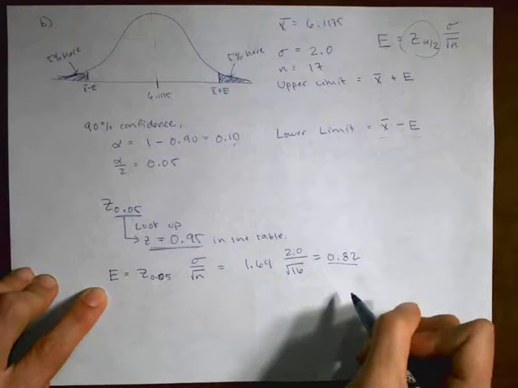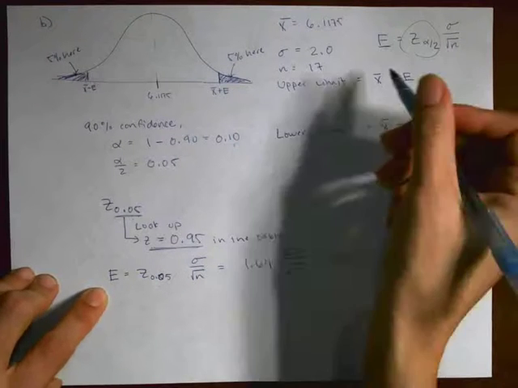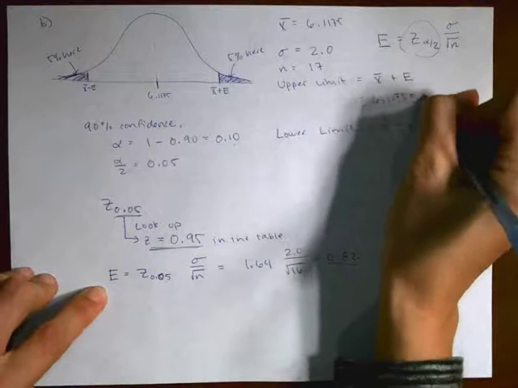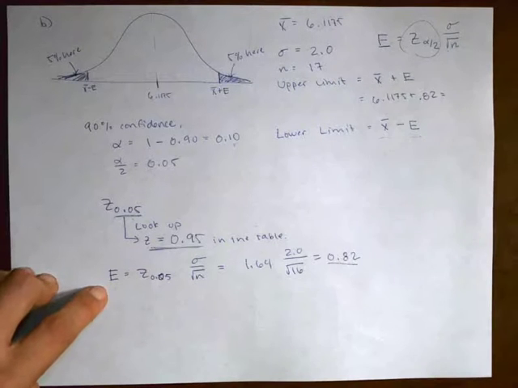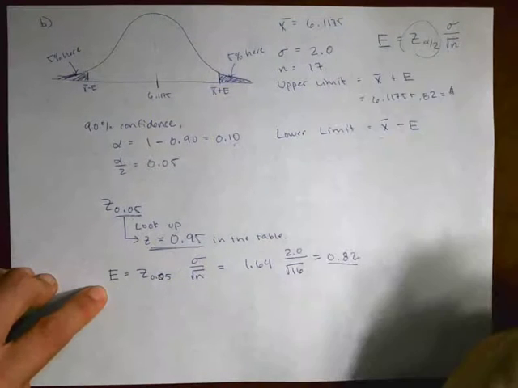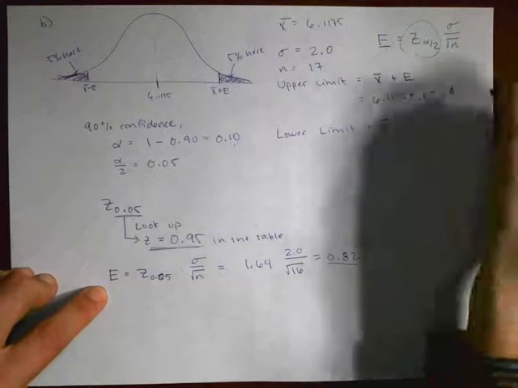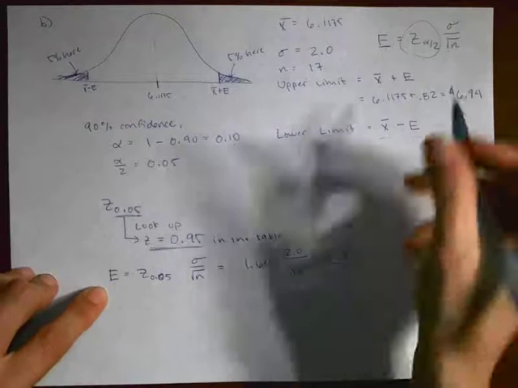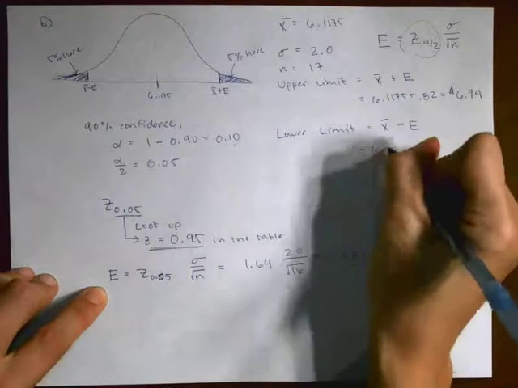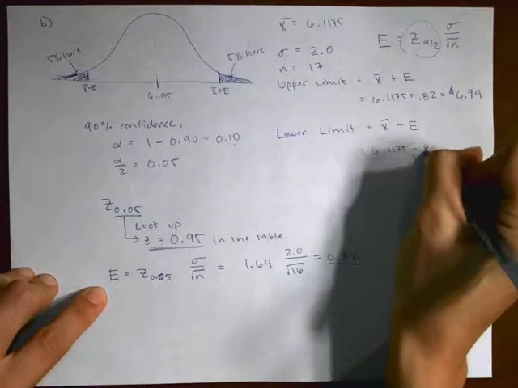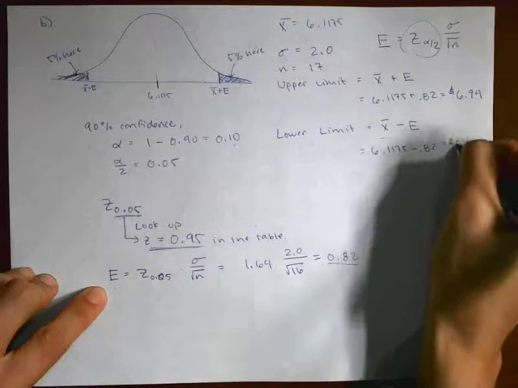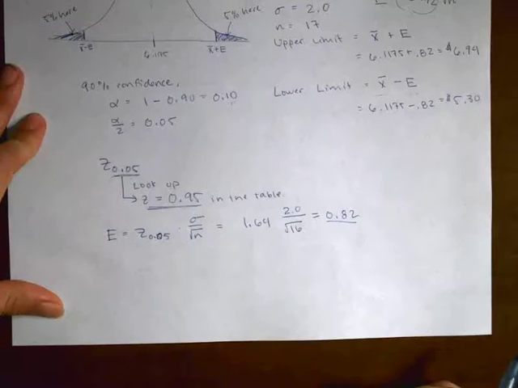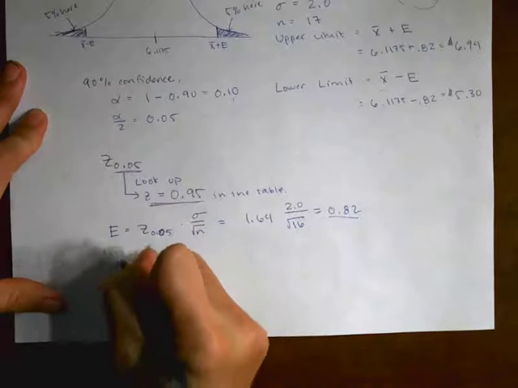So this distance from the mean up to our upper limit of our 90% confidence interval is 82 cents. So our upper limit is 6.1175 plus 0.82. And that is, I'll round this now to 2 decimal places because that's what the question asked for, $6.94. And my lower limit is 6.1175 minus 0.82, and that is $5.30.